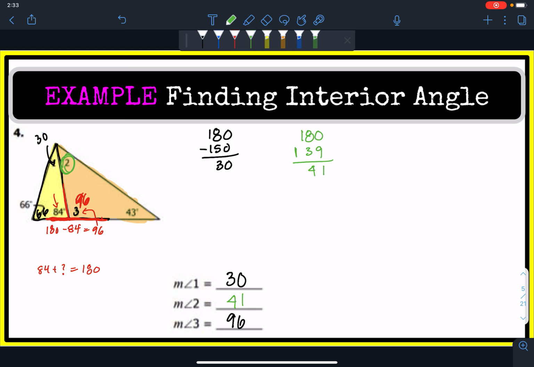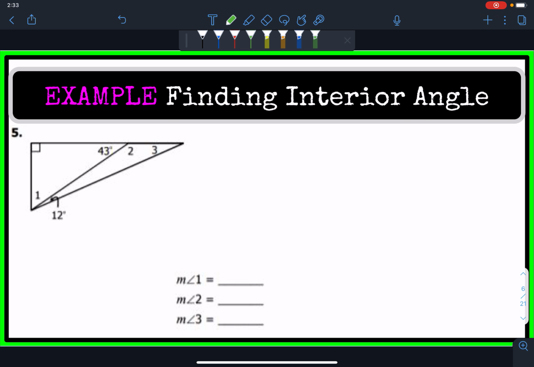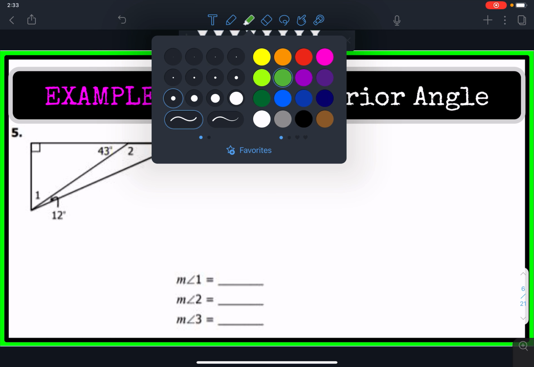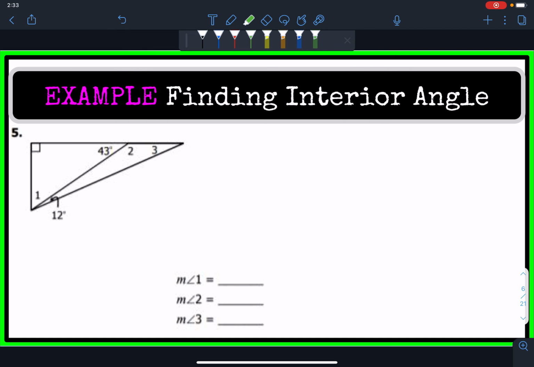So let's look at the next example. In our next example, we have a similar situation. The triangle is just simply written back upside down. We have two triangles here that we can work with. We have this triangle here, and then we have this yellow triangle here. And we're trying to figure out the interior angles to each one of those.